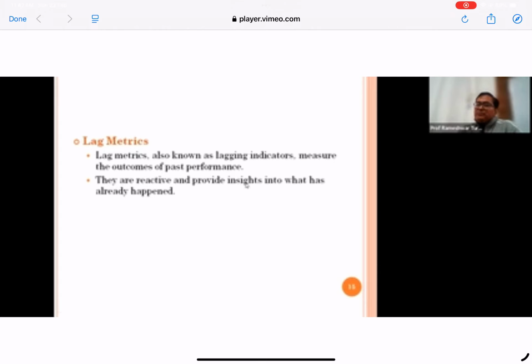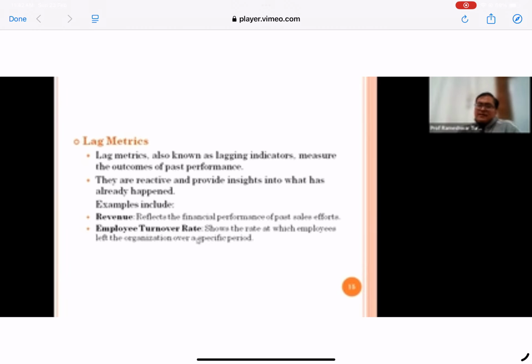They are reactive and provide insight into what has already happened. For example, revenue reflects the financial performance of past sales efforts. Employee turnover rate shows the rate at which employees left the organization over a specific period.